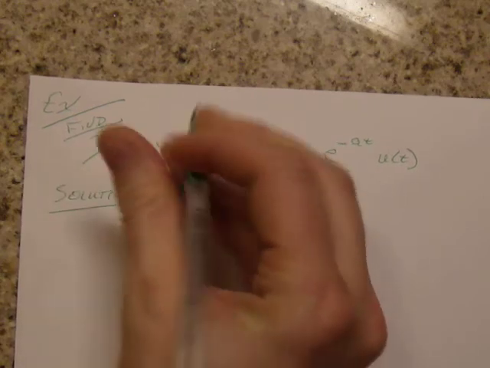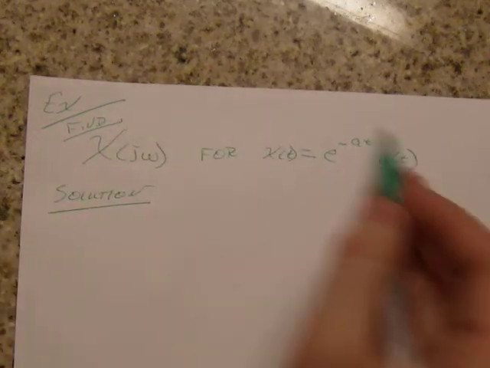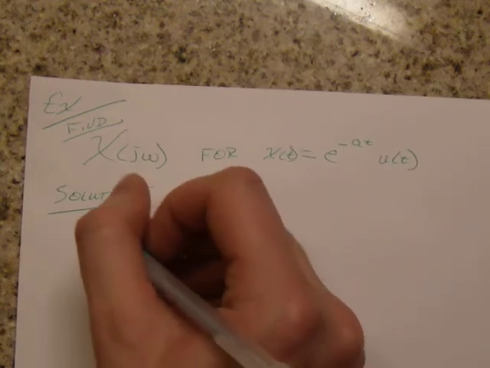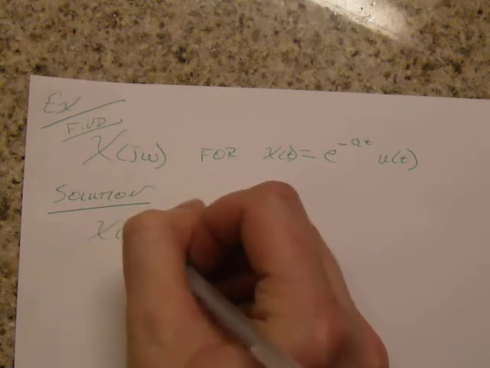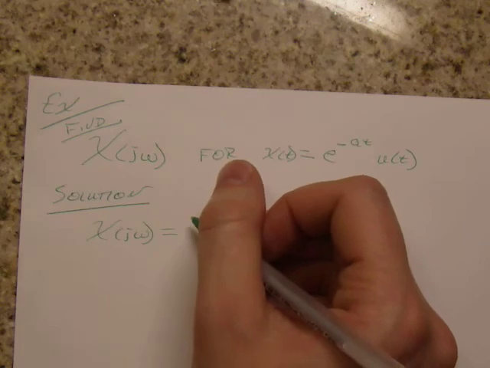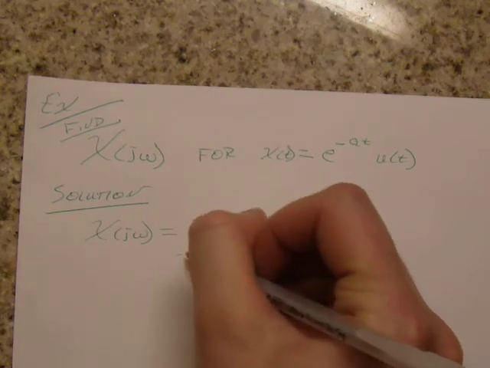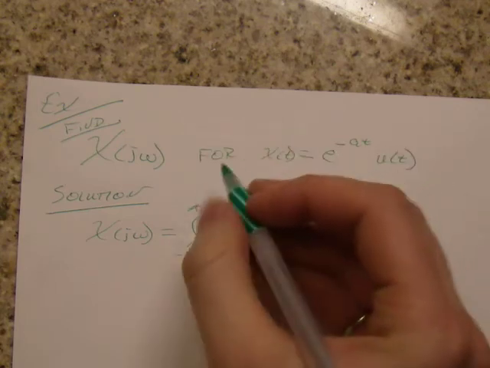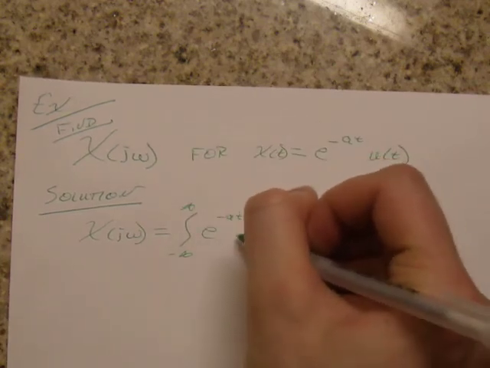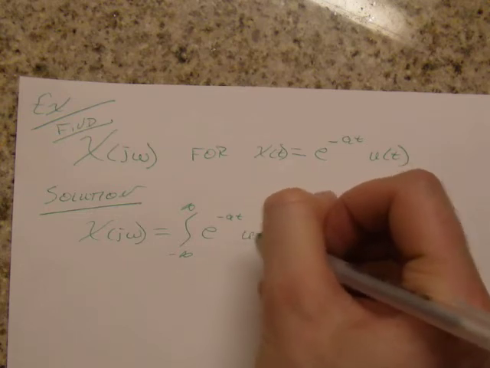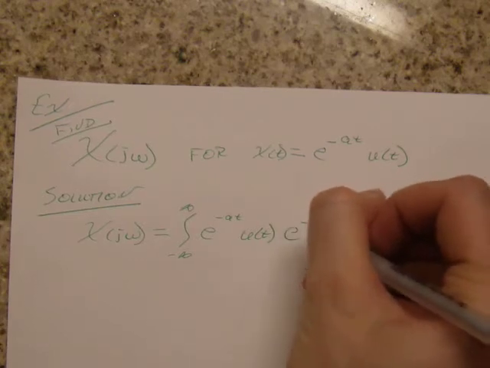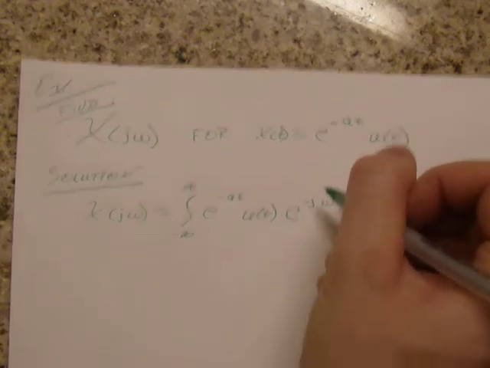Sorry, I did not write this in the given find solution format. This should be the given. So X of j omega, we're going to start out by writing the integral for that. So the Fourier transform integral: the integral from negative infinity to infinity of x of t, which is e to the negative at, u of t, times e to the minus j omega t.